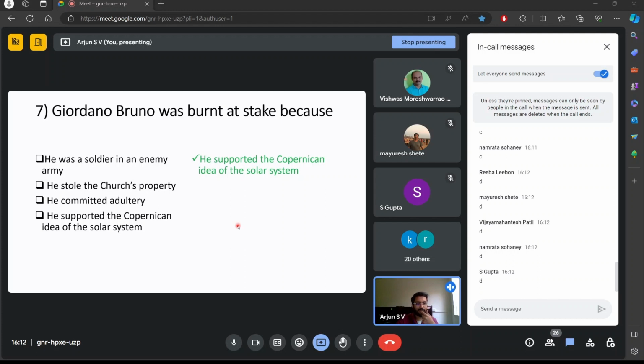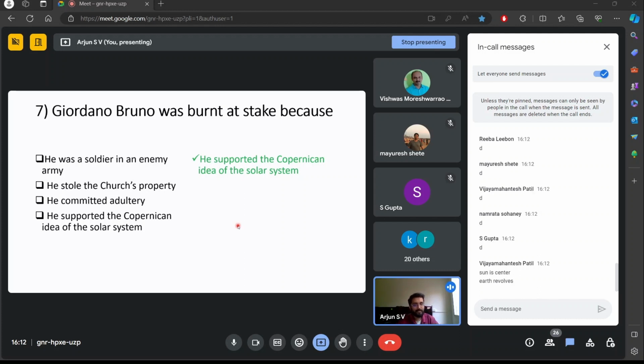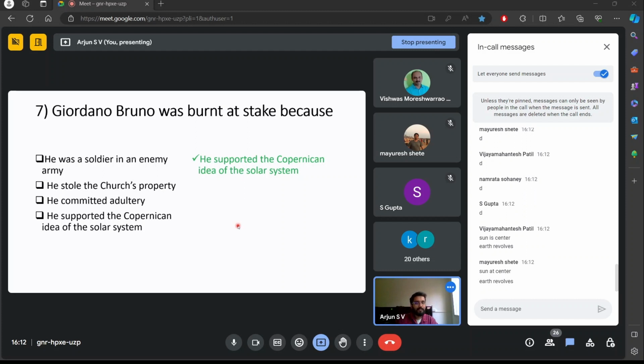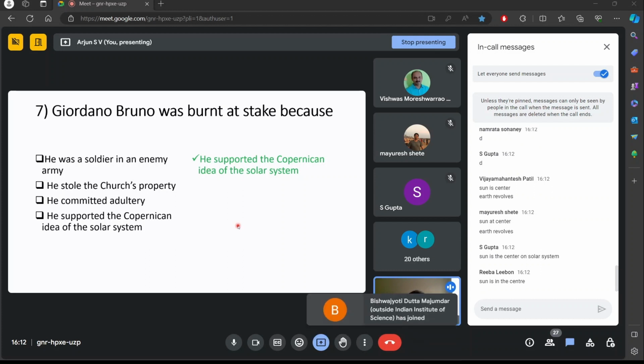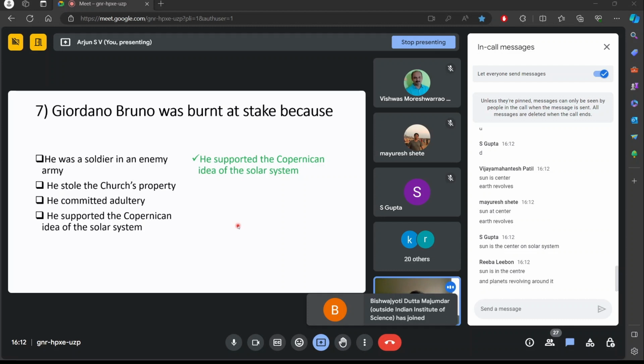Yes, all of you are correct: Mayuresh, Reba, Namrata, Gupta, and Vijay. Vijay and Mayuresh said the same thing: the Sun is at the center and the Earth revolves around it. That was basically the Copernican idea of the system. And Giordano Bruno found it at a church, and he started propagating this idea that Copernicus once hypothesized, that the Sun is at the center and the Earth revolves around it.